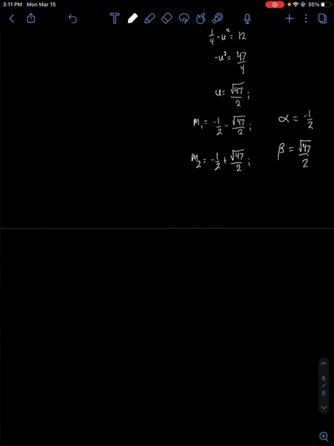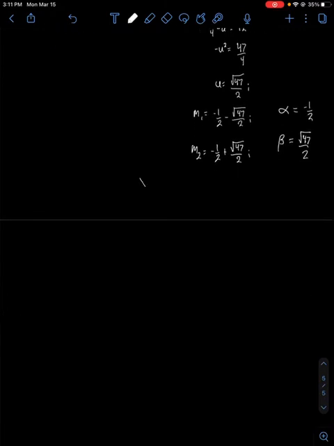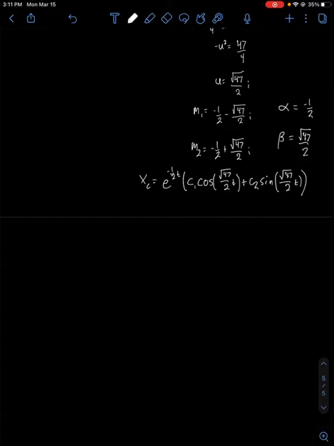So now, just like we did before, we write the complementary function x sub c is equal to e to the alpha t, which is e to the negative 1/2 t, times c1 cosine of beta t, which is the square root of 47 over 2 t, plus c2 times the sine of beta t, the square root of 47 over 2 t. That's it for the complementary function.